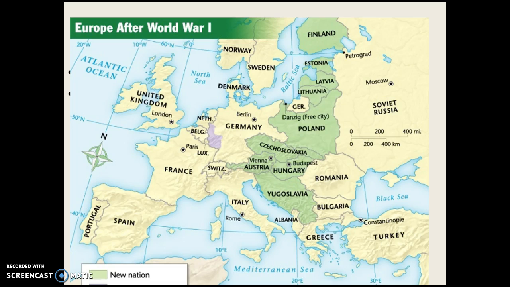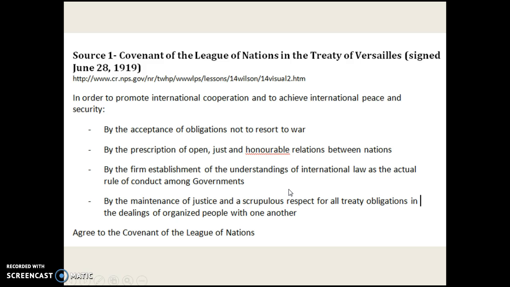So this is Europe after World War I. So you see we have all of these green. These are new nations that are created. So beforehand, all of these down here were the Ottoman Empire. So you have added all of this land.